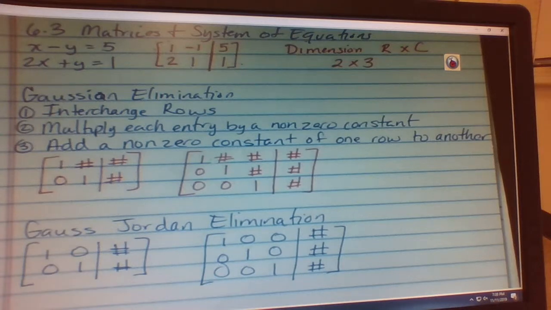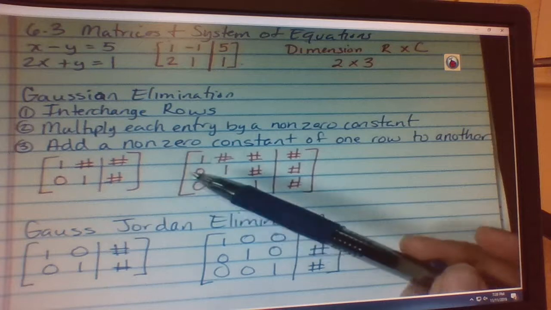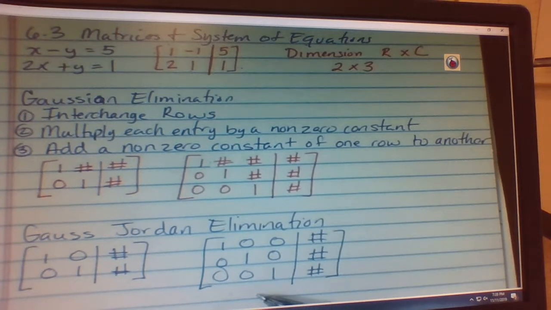Now, we're going to do both. Once we get to the 3x3s, we're going to stop here possibly, but you can still take it this far. It's up to you. When you do your assignment on MyMathLab, they say to do either Gauss elimination or Gauss-Jordan.